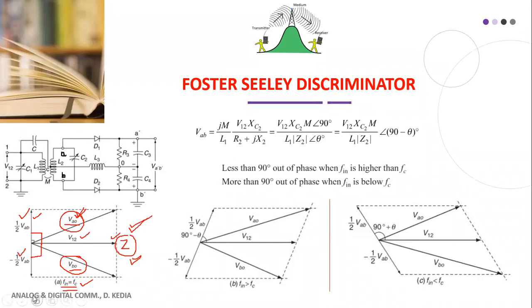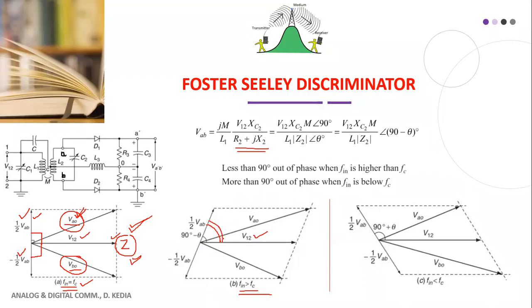Okay, then what happens if my input signal frequency is greater than carrier frequency? In that case, what will happen? V12 is as it is. If you look at this mathematical expression, we had this R2 plus JX2. So now my phase is less than 90.